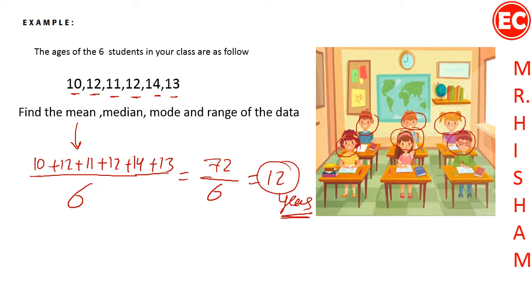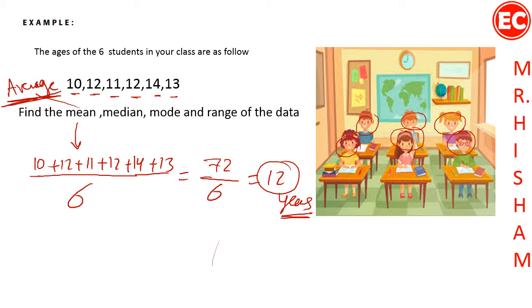So 12 years old is the average, the mean. By the way, the word mean can be said as the word average, both of them having the same value. Average or mean, the mean is 12 years. So you can say that the average of the students in your class is 12.